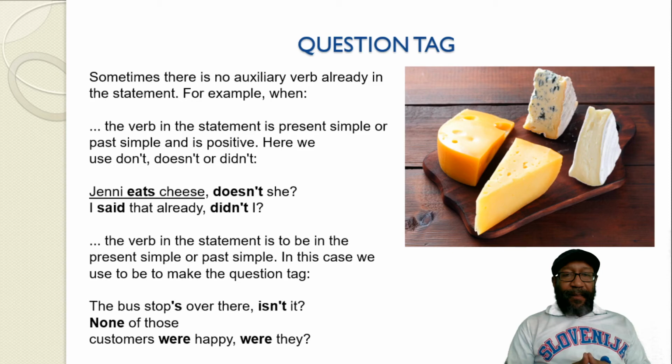The verb in the statement is to be in the simple present or past simple. In this case, we use to be to make the question tag. So in this case, the bus stop is over there, isn't it? "Stop is" is the contracted form. None of those customers were happy, were they? So in this case, you have a negative because of "none of those customers."